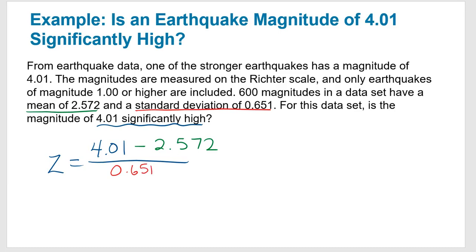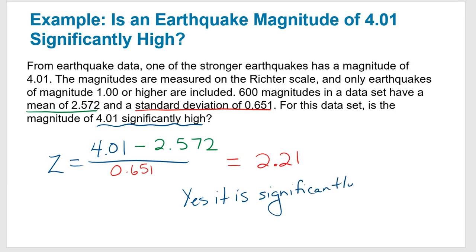So again, same thing we've used. Do the difference first, whatever that number is, divided by 0.651, and I get 2.21. Okay, so is it significant? Absolutely. The answer is yes, it is high. It is significantly high. Why? Because my z-score is higher than 2 standard deviations above the mean.